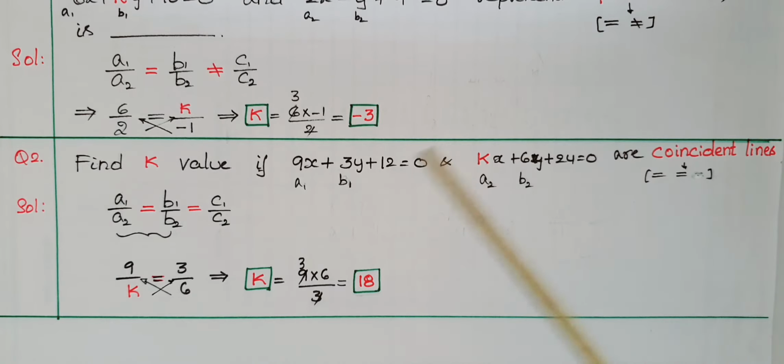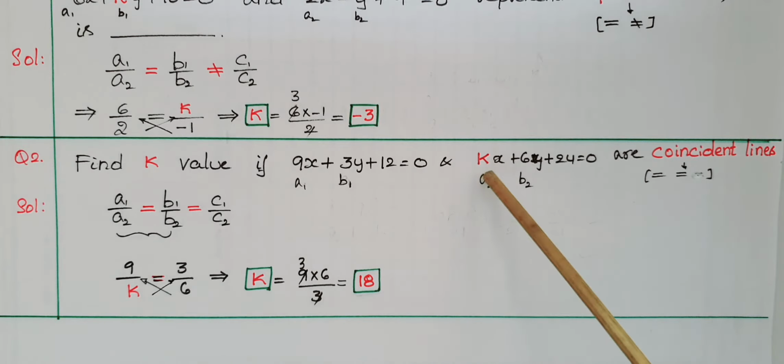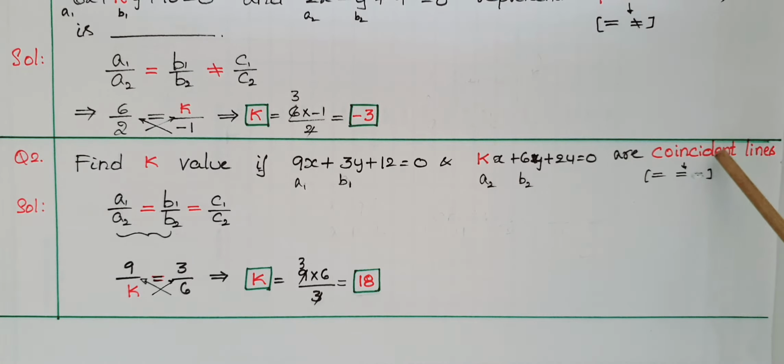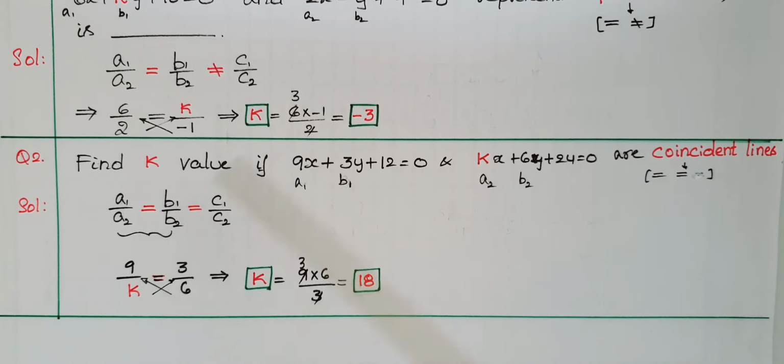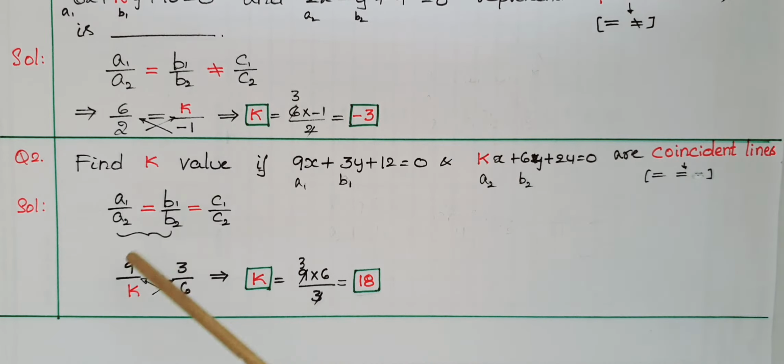This is second question. Find k value if 9x plus 3y plus 12 is equal to 0 and kx plus 6y plus 24 is equal to 0 are coincident lines. So here coincident lines means equal. So you can use these ratios: a1 by a2 is equal to b1 by b2. Because here a2 is k, 9 by k is equal to 3 by 6, that is k is equal to 9 into 6 by 3, that is equal to 18.